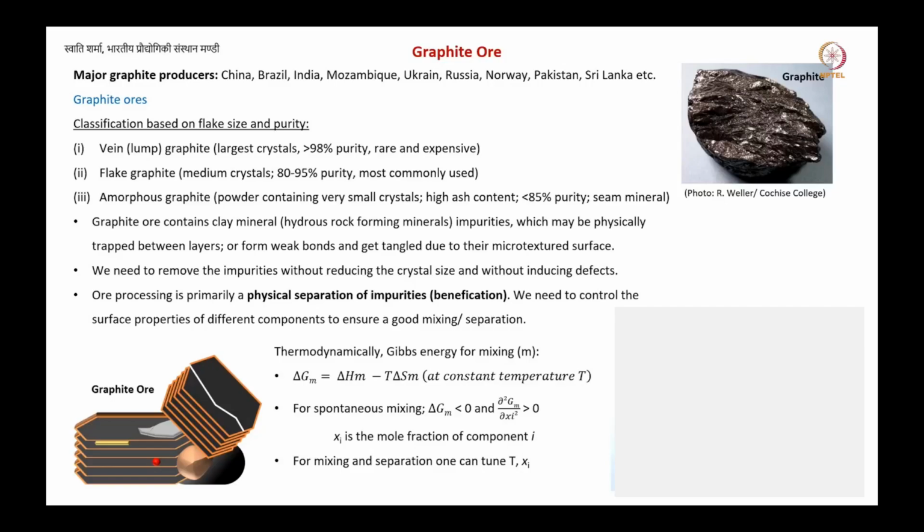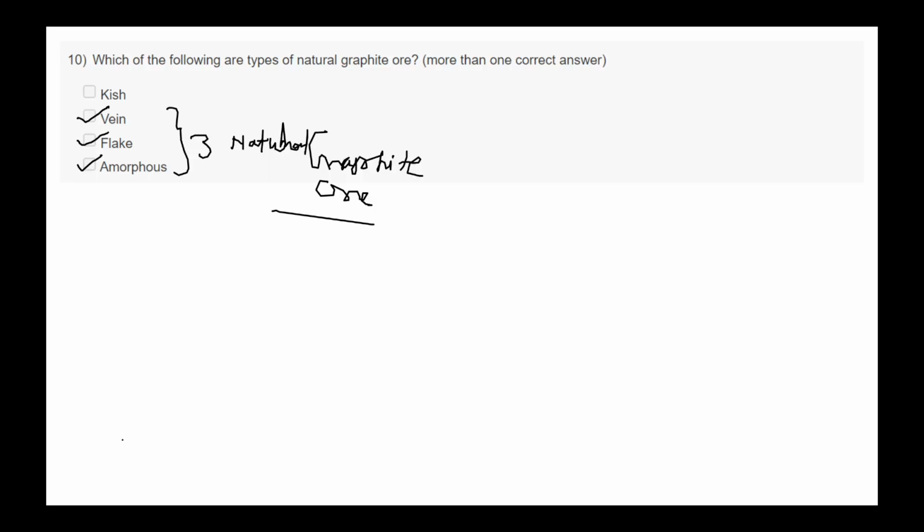Now, ore processing is primarily physical separation of impurities, which we call beneficiation. We separate the impurities by physical means and get a pure material. We need to control the surface properties of different components to ensure good mixing or separation. Some thermodynamic formulas are given for this. So vein, flake graphite and amorphous graphite are the three types of natural graphite ore.